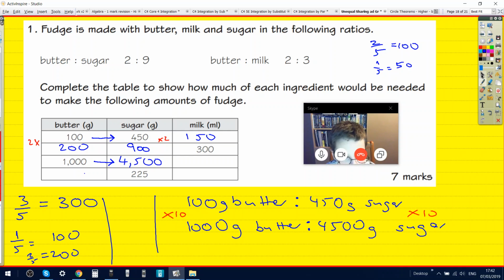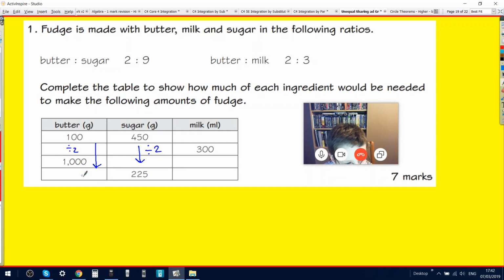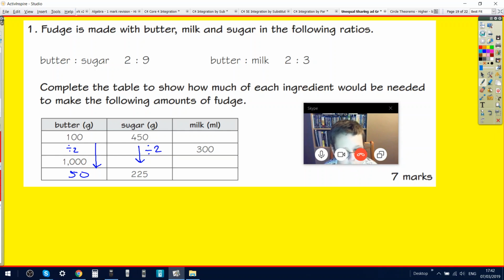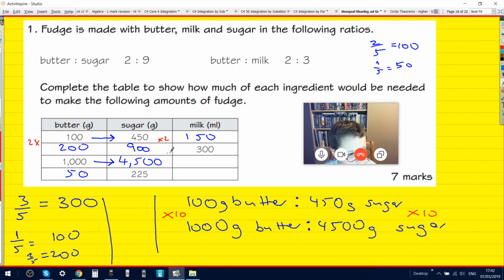Hang on, let's make it a fresh one here. So this one here you divide by 2. Yes. And so how can you get its amount of butter? You divide 100 by 2. Yeah. And that is 50. So any other things we can match up here?